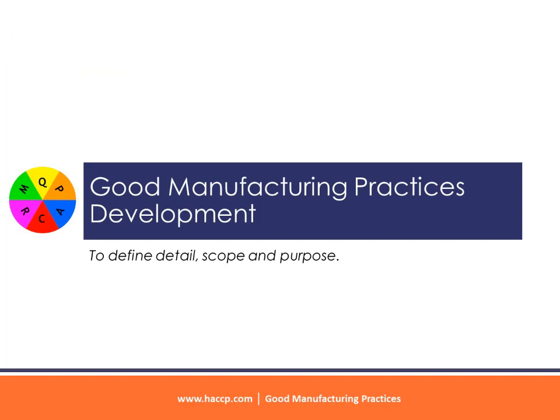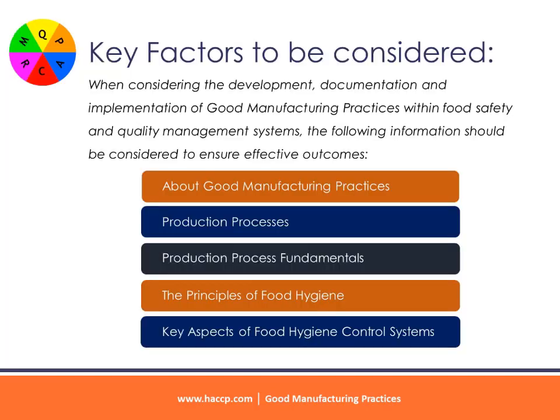Good manufacturing practices development. When considering the development, documentation and implementation of good manufacturing practices within food safety and quality management systems, the following information should be considered to ensure effective outcomes. About good manufacturing practices: production processes, production process fundamentals, the principles of food hygiene, and key aspects of food hygiene control systems.